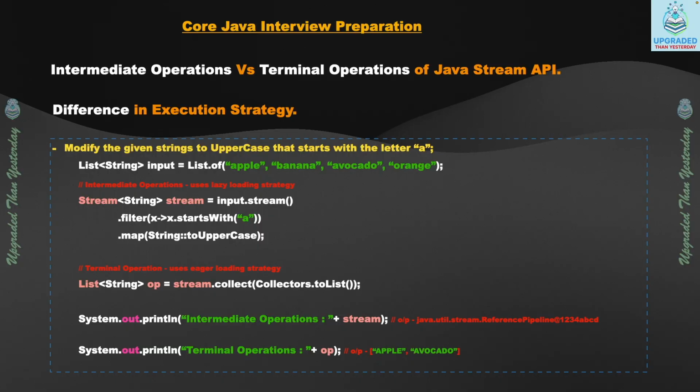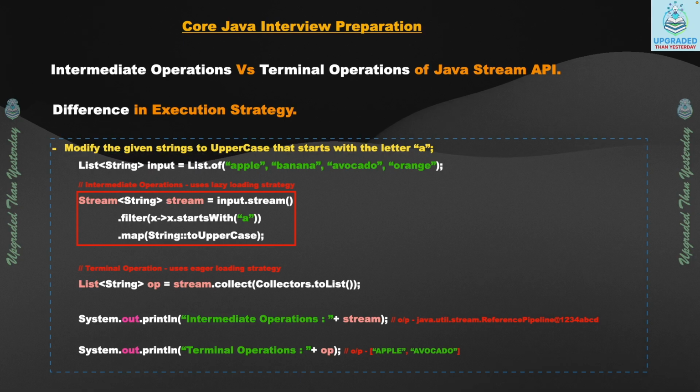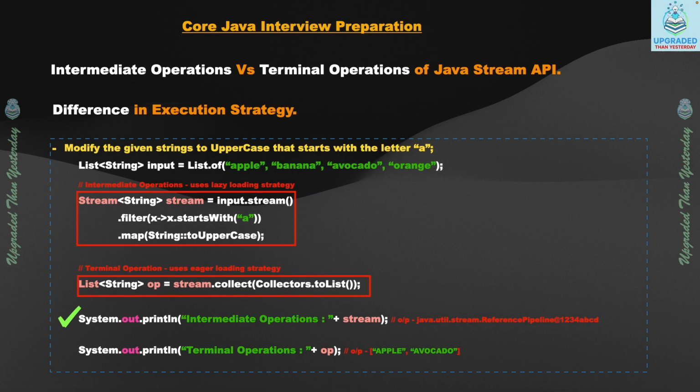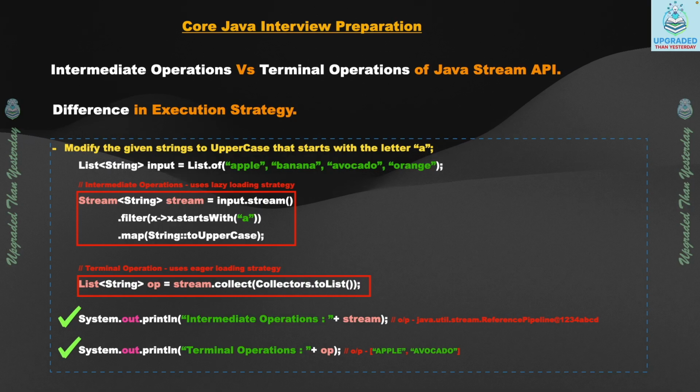Look at the code. The stream is defined with two intermediate operations, filter and map. Since there is no terminal operation associated with it, the stream is just defined. It is not executing anything as it is lazy by nature. If we print the stream reference variable, it will print the class name with the hash code, like java.util.stream.ReferencePipeline@abcd. But when the terminal operation is executed, it has quickly returned the output as it uses an eager strategy. If we print the output returned by the terminal operation, it will print the expected output, which are apple and avocado.